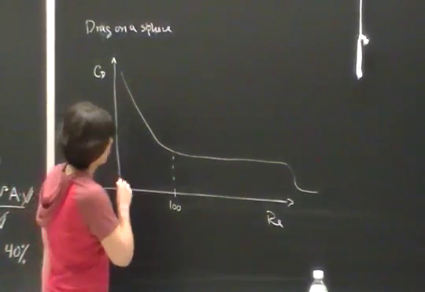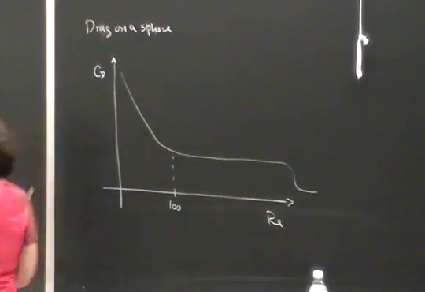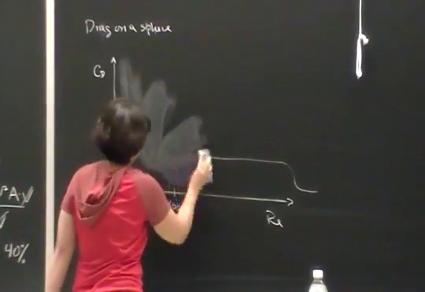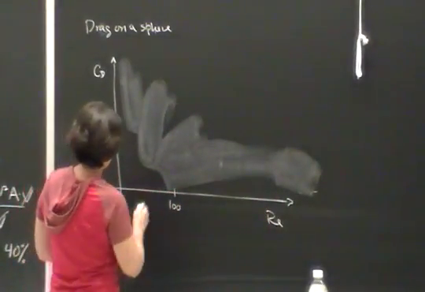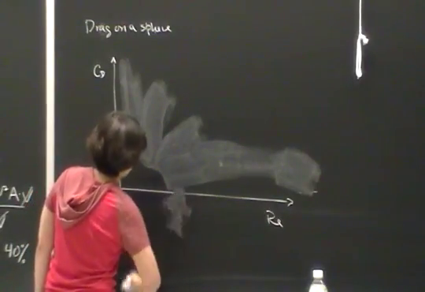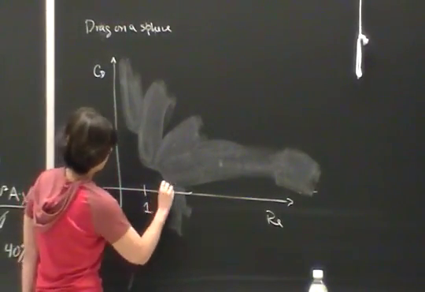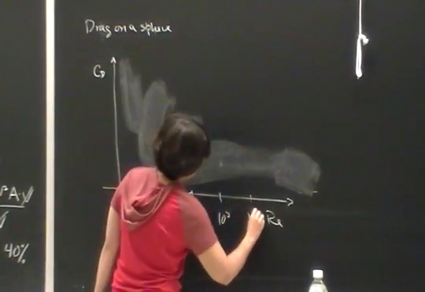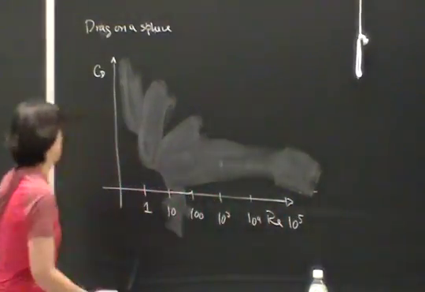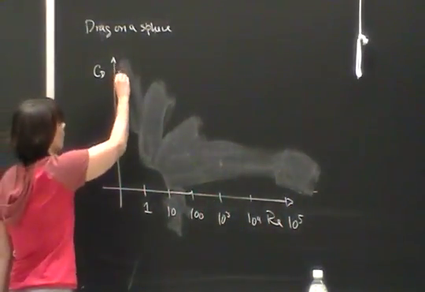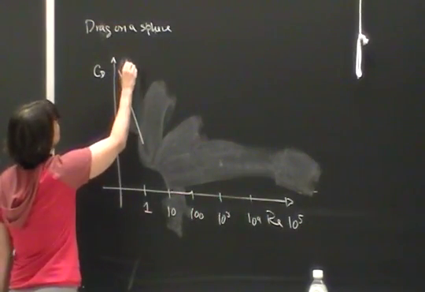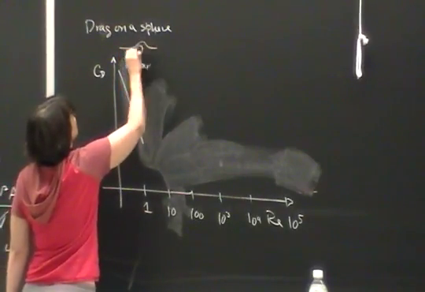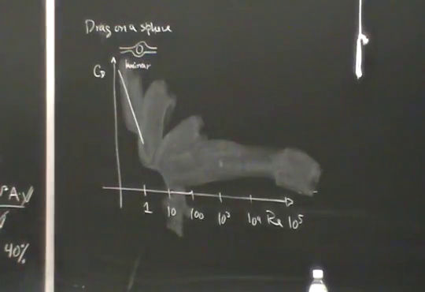Okay, so let me put some more points in here. Let me draw this better. So it turns out there is a transition that happens at 1. Let's say this is 1, 10, 100, 1,000, and the 4th, and the 5th. In this regime, everything was laminar. That's what we predicted from our scaling, right? And so the flows look something like this, if that's your sphere. They look something like that.